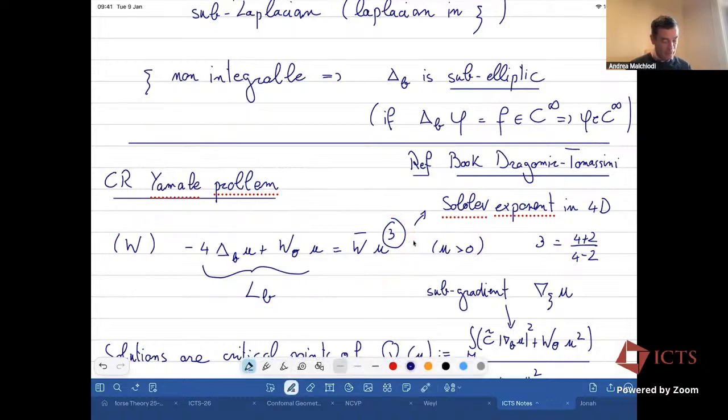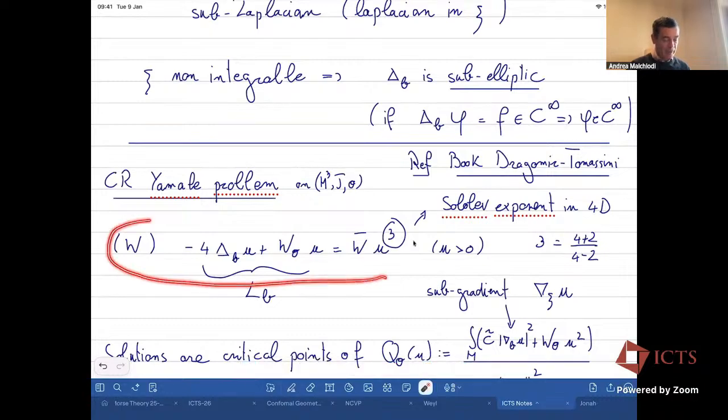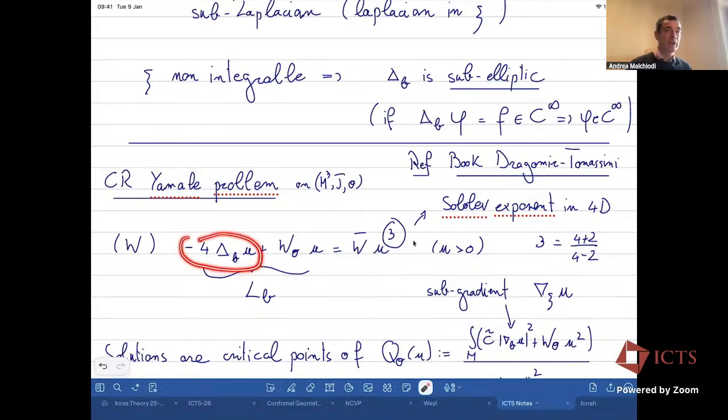Okay, so this is on M3, J, and theta. And we have a so-called sub-elliptic operator. So the structure of the equation is completely analogous to the Yamabe equation. But here there are 2 differences. Here, instead of the Laplacian, we have the sub-Laplacian. So essentially, it's the Laplacian only in the contact distribution. And this exponent here is like the Riemannian exponent in 1 more dimension.